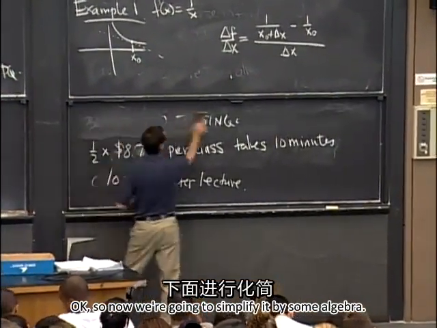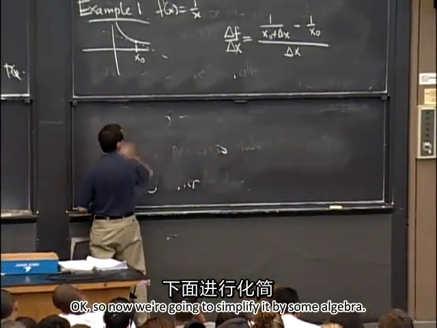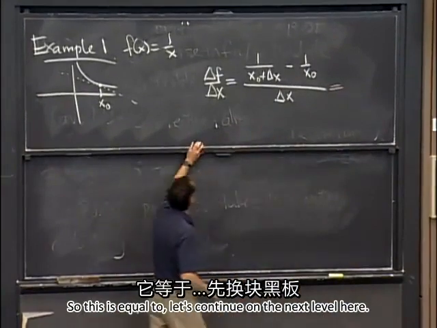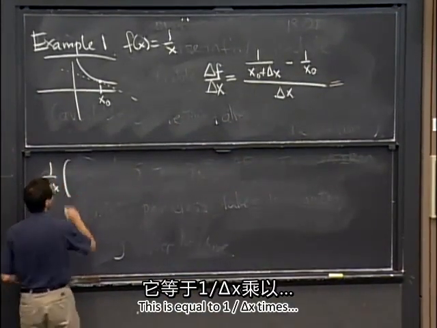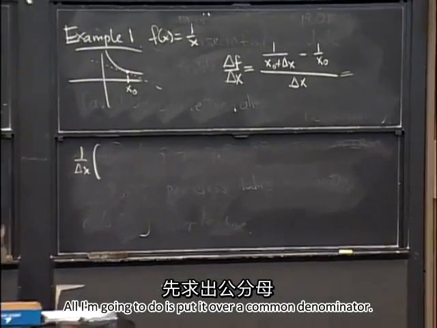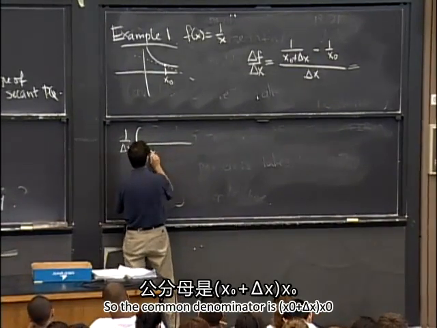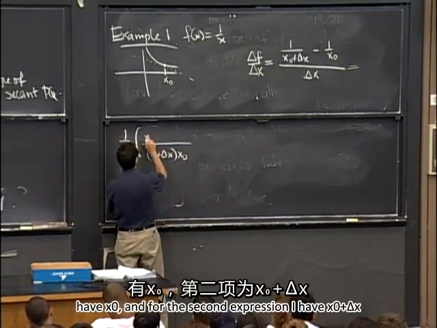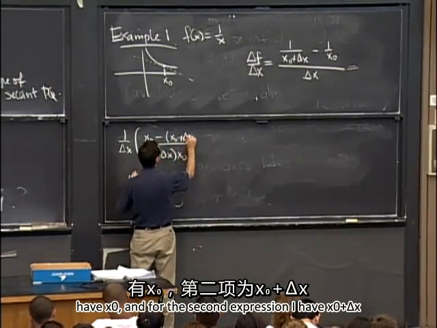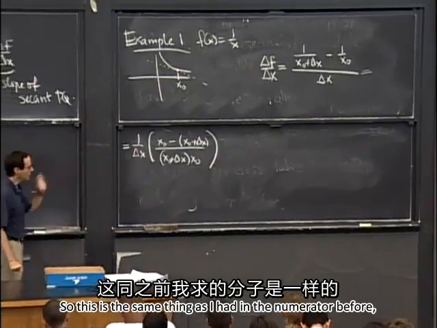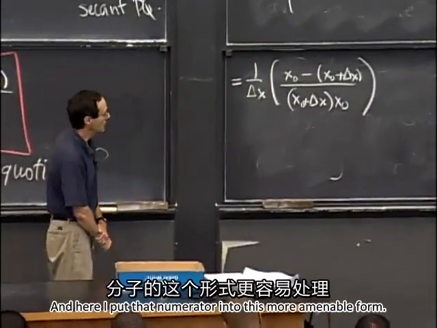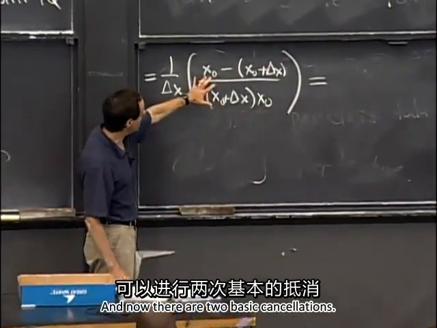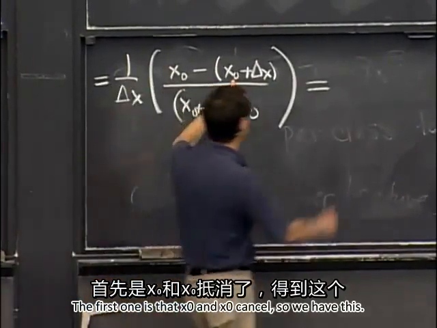Okay, so now we're going to simplify it by some algebra. So let's just take a look. So this is equal to, let's continue on the next level here. This is equal to 1 over delta x times, now all I'm going to do is put it over a common denominator. So the common denominator is x0 plus delta x times x0. And so in the numerator, for the first expression, I have x0. And for the second expression, I have x0 plus delta x. So this is the same thing as I had in the numerator before, factoring out this denominator. And here I put that numerator into this more amenable form. And now there are two basic cancellations. The first one is that x0 and x0 cancel. So we have this.